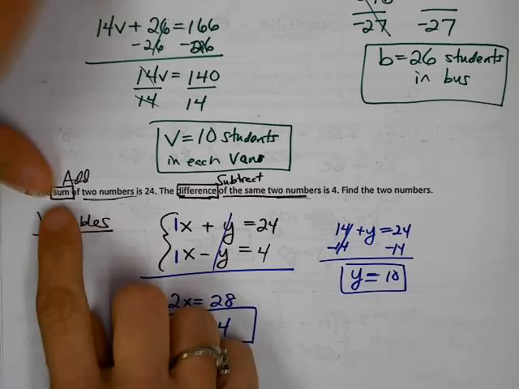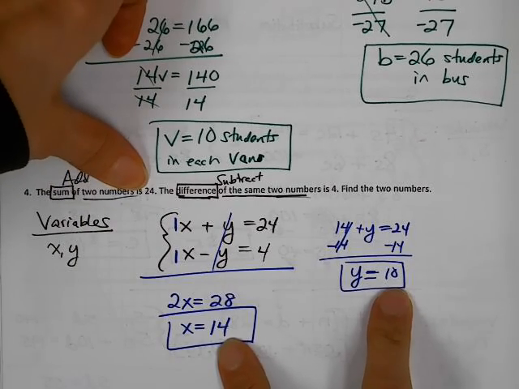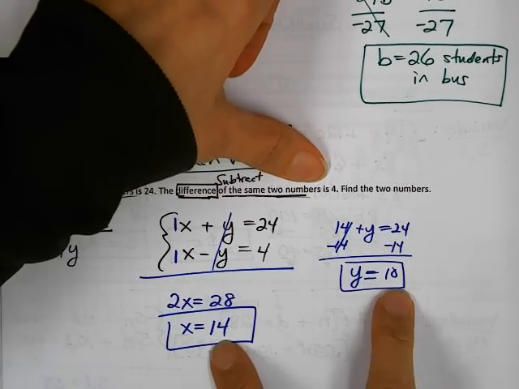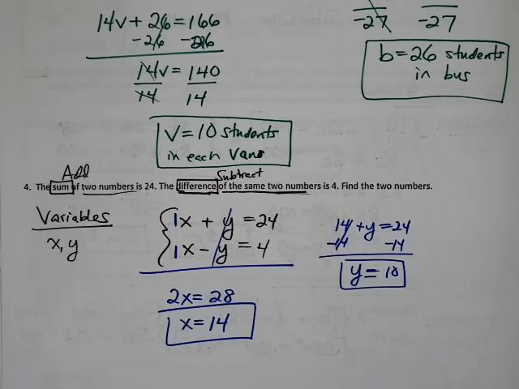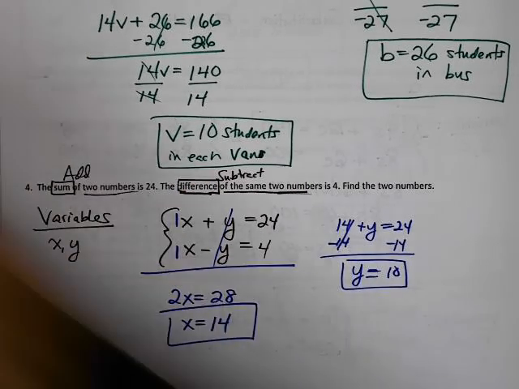Is this true? Let's just go ahead and check. The sum of the numbers is 24. Do these numbers add up to 24? Good. Is the difference of these numbers 4? Yes. Whenever you have a word problem, you can take your numbers and see if they make sense. Okay, we are going to practice this some more, so hopefully you paid real good attention.